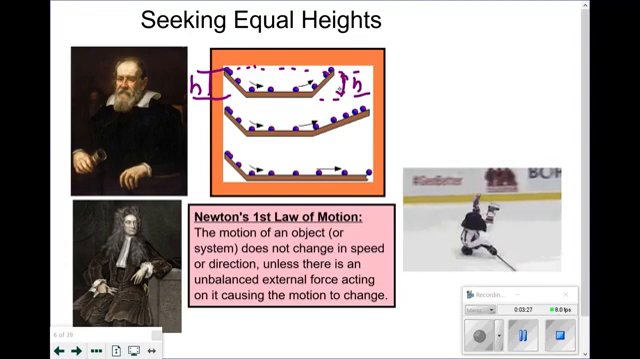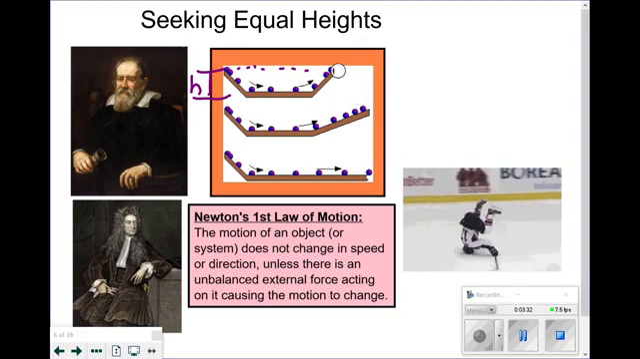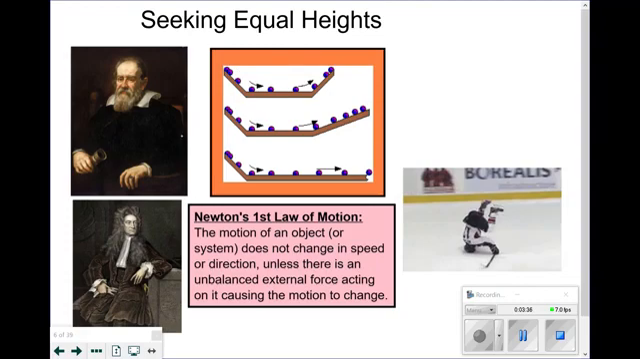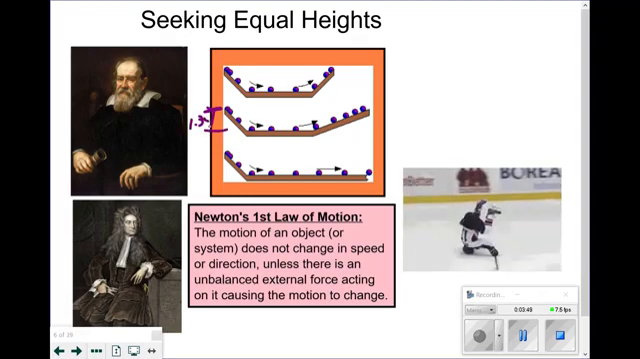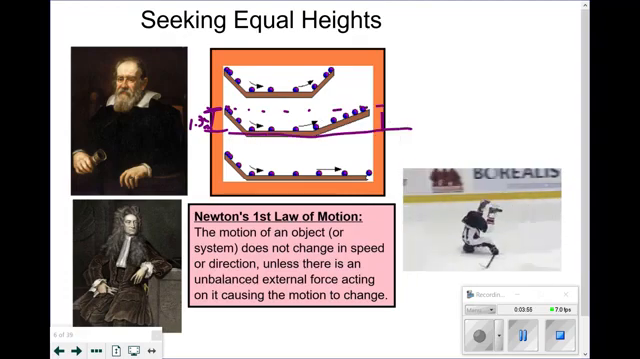He also noticed that if he tilted the second ramp so it was at a less steep angle, the ball traveled not the same distance along the ramp. Here we have a short distance, here we have a much longer distance, but it would travel to the same height. So again, if this was 1.5 meters here, then the ball reaches a height of 1.5 meters over here.